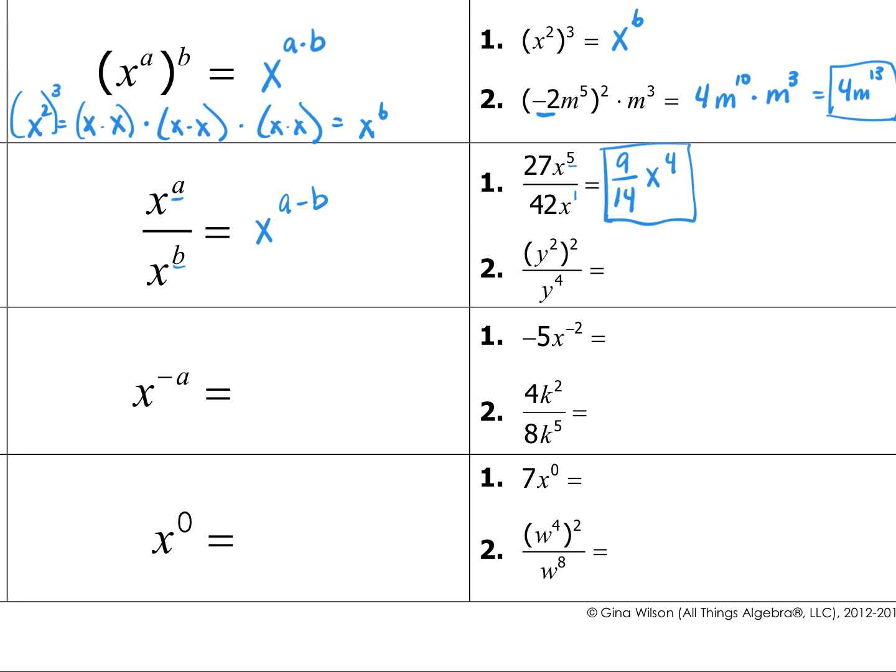Now, looking at example number 2. All right, what do we need to do first? Well, if you said, oh, whoa, simplify the top first, you would be correct. So let's make sure we do that. Let's simplify the top.